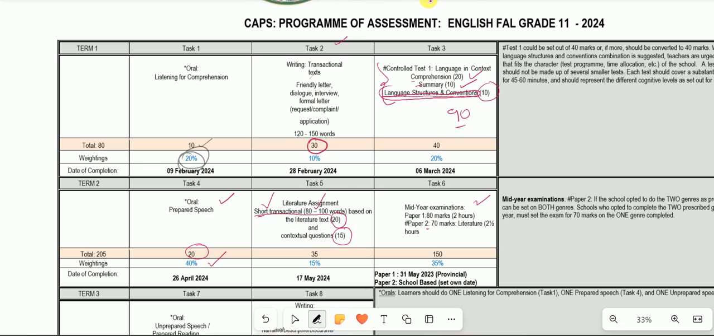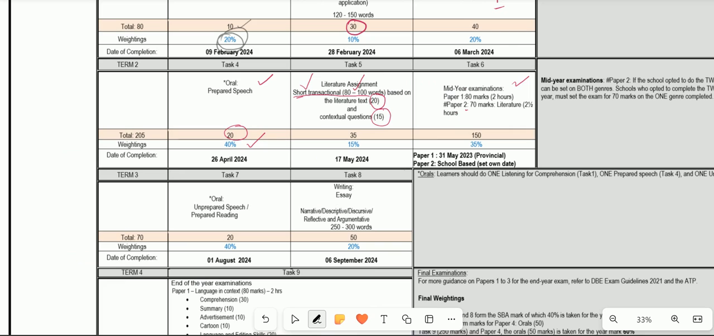And then your term 2, let us calculate, is going to be 55, because it's 20, 35, and then plus 150, so the total for term 2 is going to be 205 marks, right?